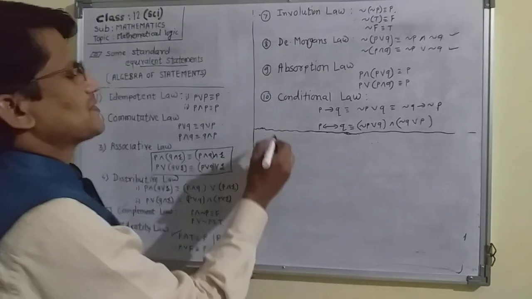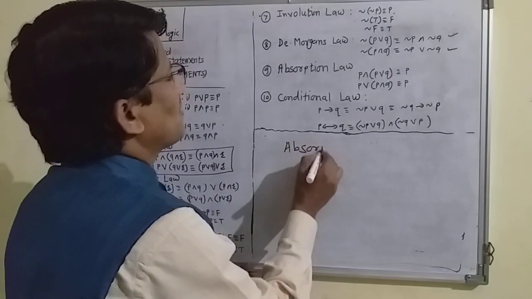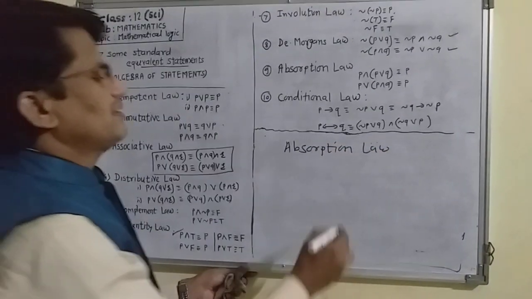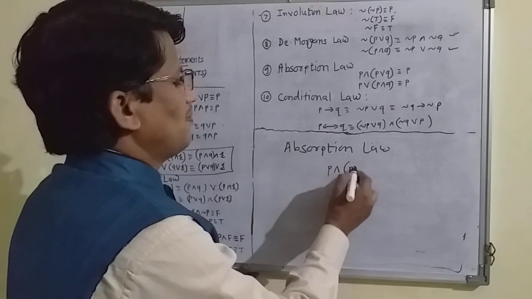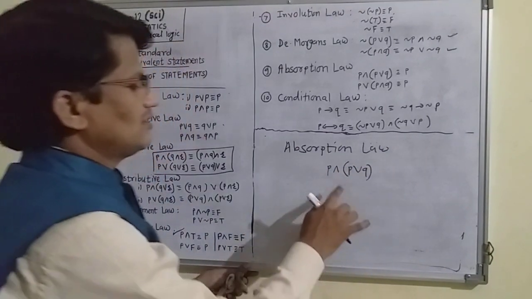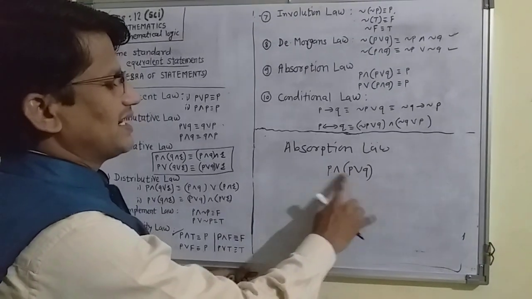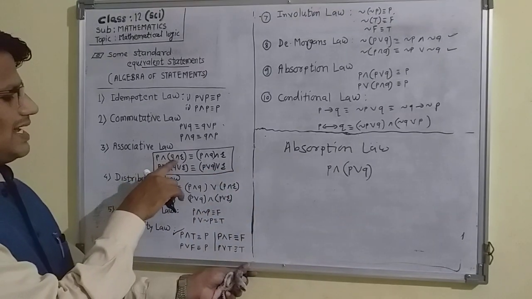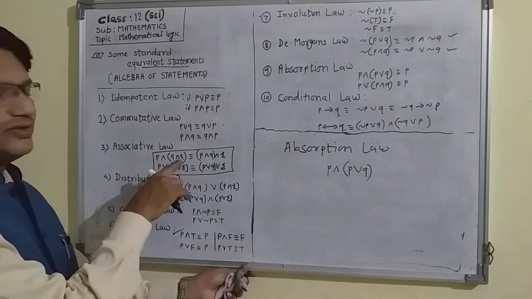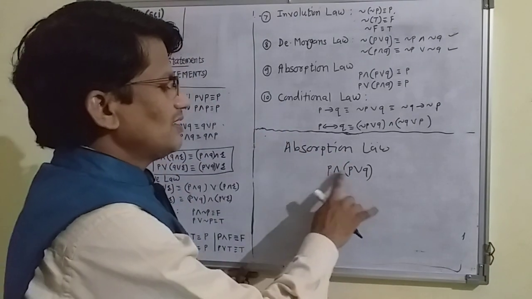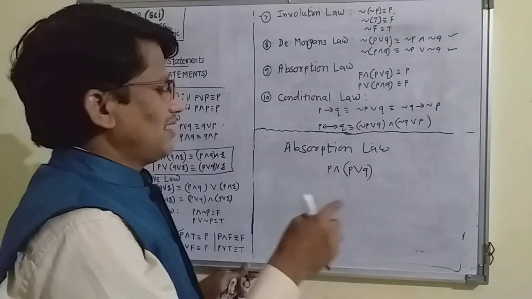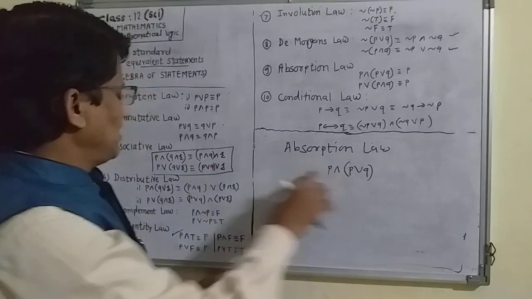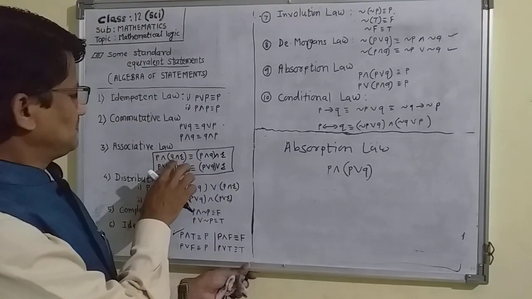Now let us see the absorption law. P and (P or Q). Just observe this. Outside the bracket there is and, again P. Same type of rule as P and Q and R, but here there are not 3 letters, P appears twice. P and Q, both letters are here. Outside the bracket there is an and, and in between the letters there is an and.